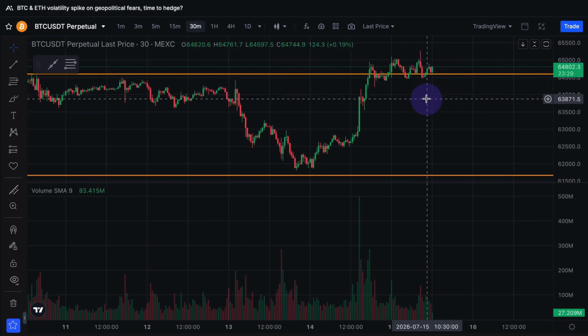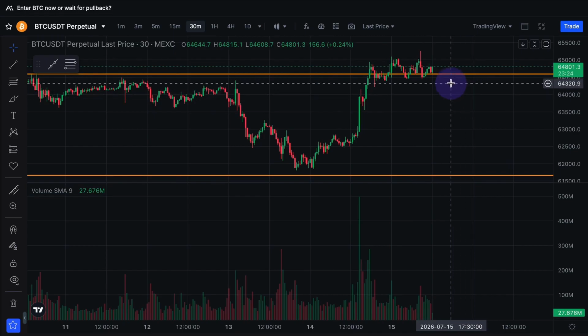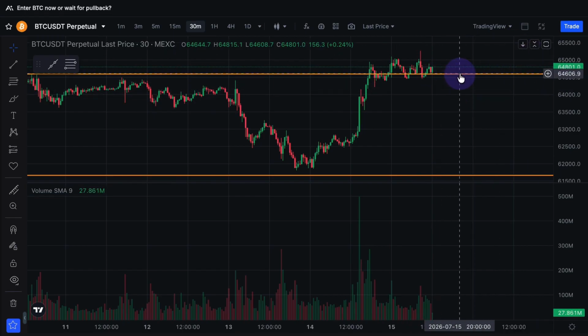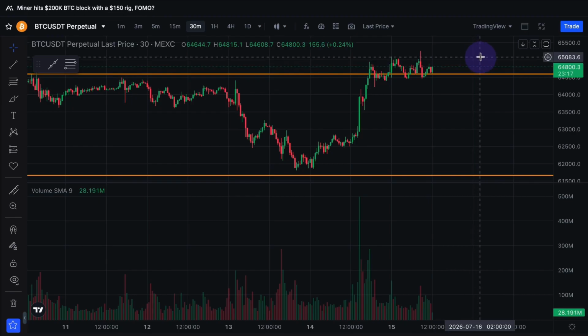We're going to try to see that retest today in the area 63,600 and then try to break through this support resistance again and reach the 65,000 area over the next few days.